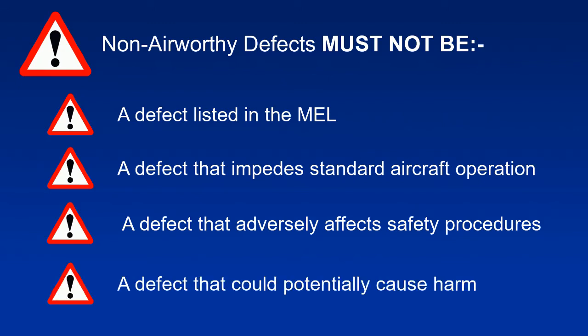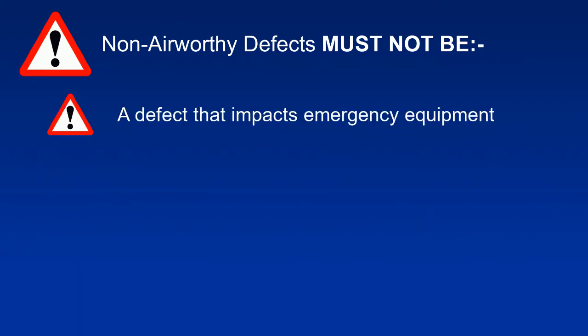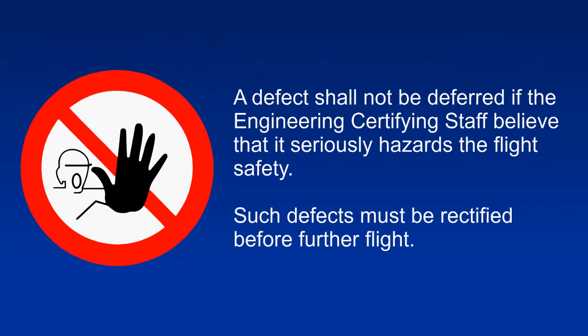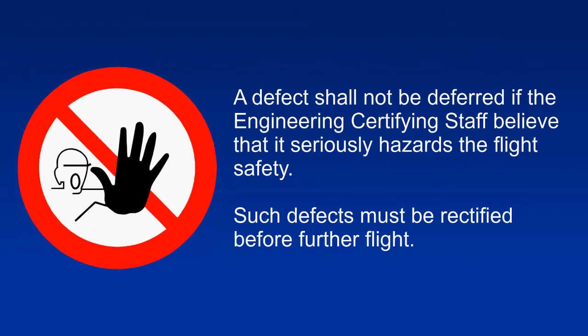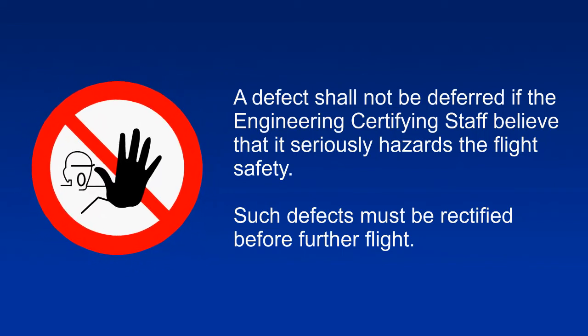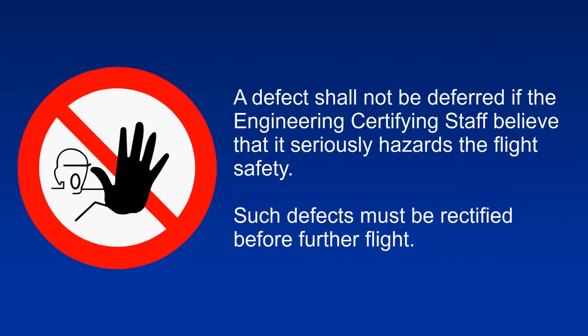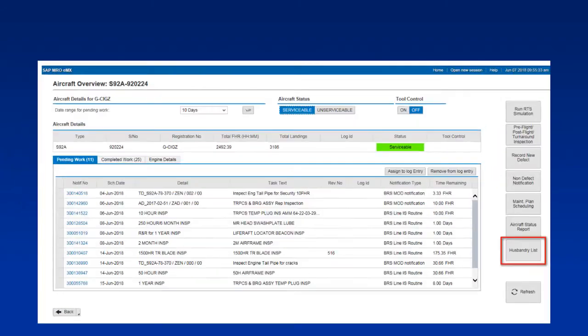A defect that could potentially cause injury or harm to passengers or crew. A fluid line leaking into an avionics compartment could be an example of this. A defect that would put installed emergency equipment or its operation at risk. A hole in a fire extinguisher pipe could be an example of this. In any case, a defect shall not be deferred if the engineering certifying staff believe that it seriously hazards the flight safety. Such defects must be rectified before further flight.